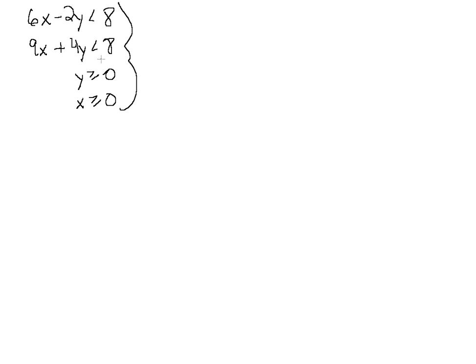In this section, we'll be graphing systems of more than two linear inequalities. So let's take a look at the first one. We have 6x minus 2y is less than 8. We have 9x plus 4y is less than 8. We have y is greater than or equal to 0, and we have x is greater than or equal to 0. So this is a system of linear inequalities.